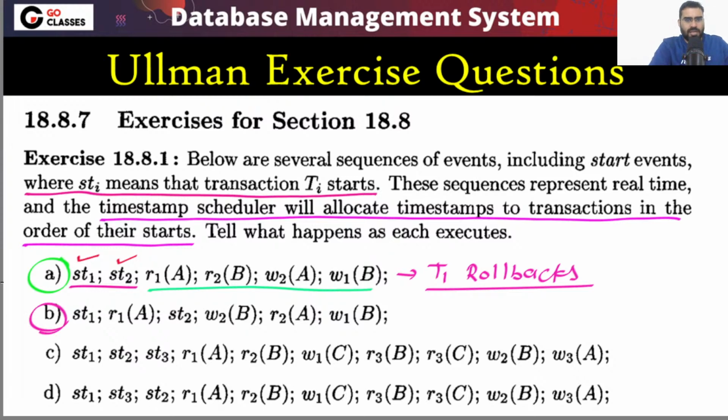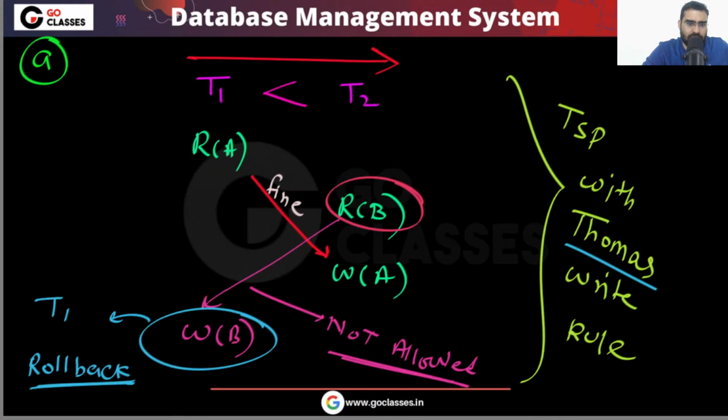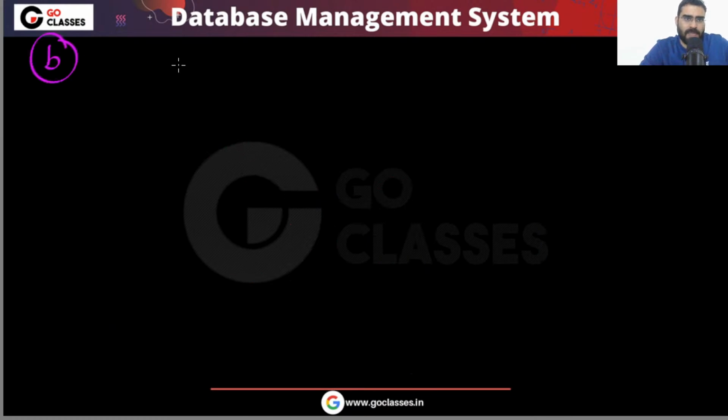In question number B, how many transactions do you have? There are 2 transactions. You can notice transaction T1 starts, then after some time transaction T2 starts. T2 has a larger timestamp than T1 because T2 is the younger transaction.